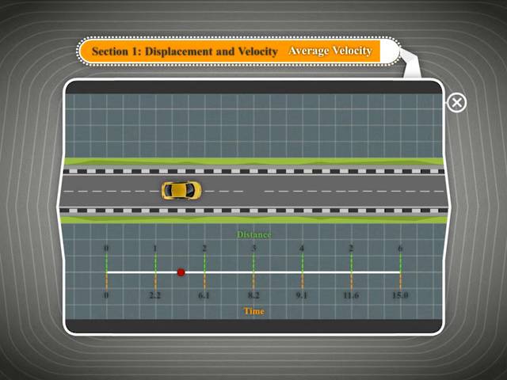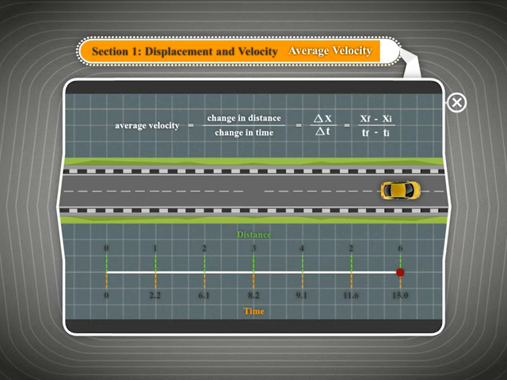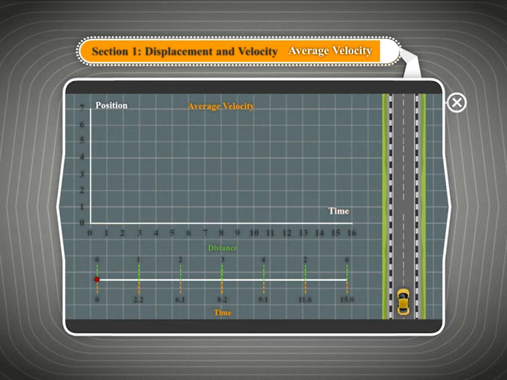The average velocity of an object can be determined if its position is known at specific times along its path. We calculate average velocity by dividing the change in distance by the change in time. We can also determine average velocity using a graph. Time is plotted on the horizontal axis, and position is plotted on the vertical axis.